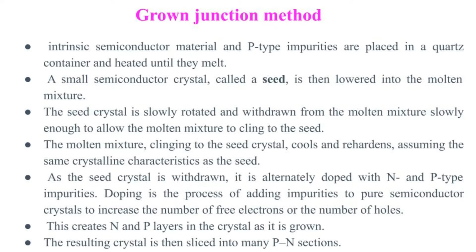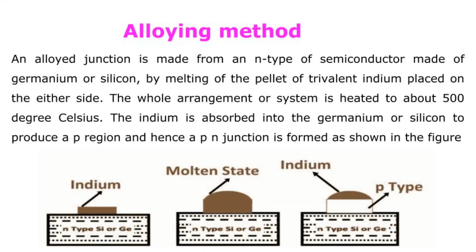Doping is the process of adding impurities to pure semiconductor crystals to increase the number of free electrons or the number of holes. This creates n and p-type layers in the crystal as it is grown. The resulting crystal is then sliced into many p-n junctions.